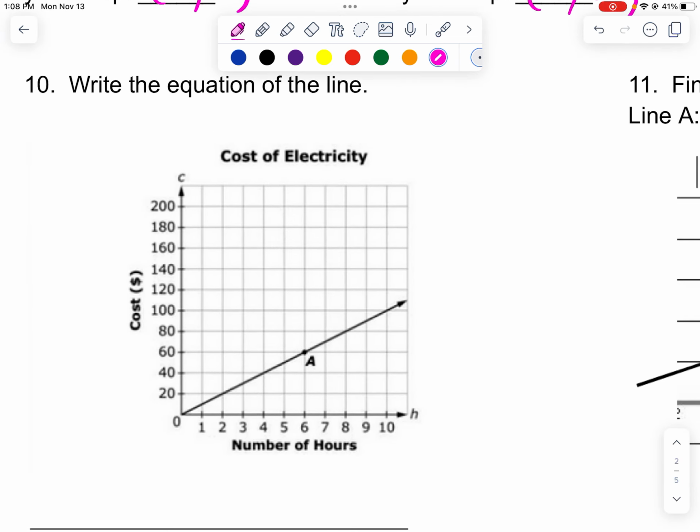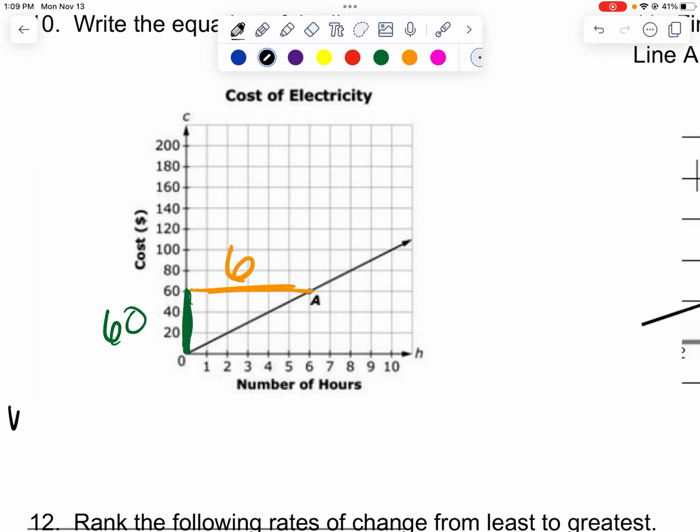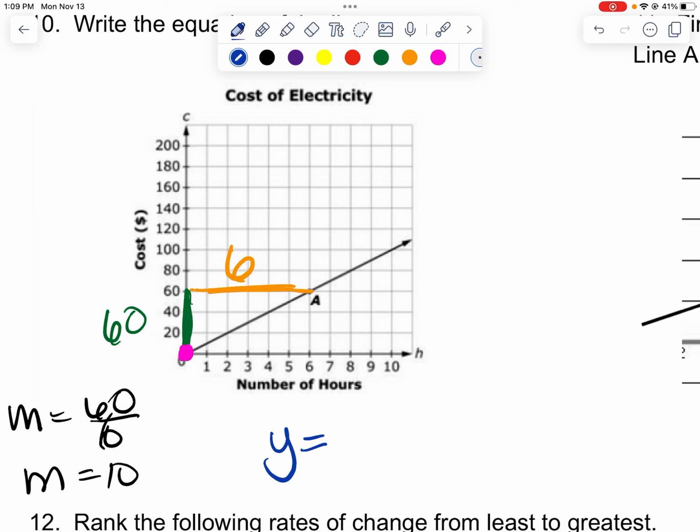Okay, write an equation of the line. So the first thing I have to do is find the slope. So how tall is that up? That is 60 tall. How far across is it? That is 6 across. So my slope would be 60/6. That's a 6. So my slope would be 10. It goes through 0, 0. So that means my equation is y equals 10x.